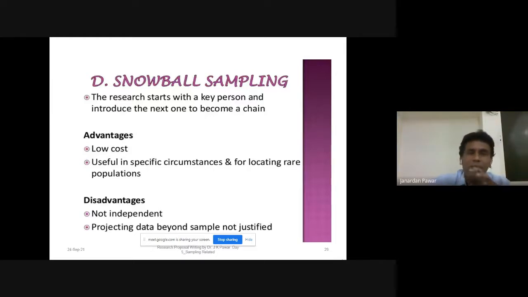Now, snowball sampling. This one is a little bit, the name is different. Otherwise, the procedure is same. So see, in snowball sampling, the researcher starts with a key person and that person introduces the next one to become a child. I think we have observed this one, but in a different form. I think we have gone through multi-level marketing.